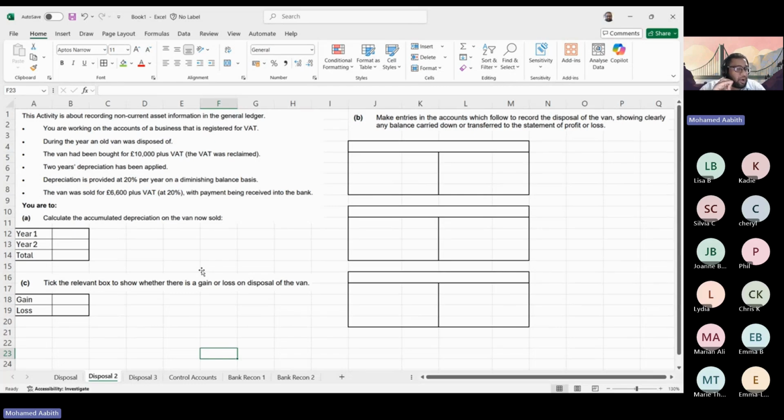£2,000, they claimed it back already, so it's fine. The 2 years depreciation is applied, and then they're also saying here depreciation is provided at 20% per year on diminishing balance basis.